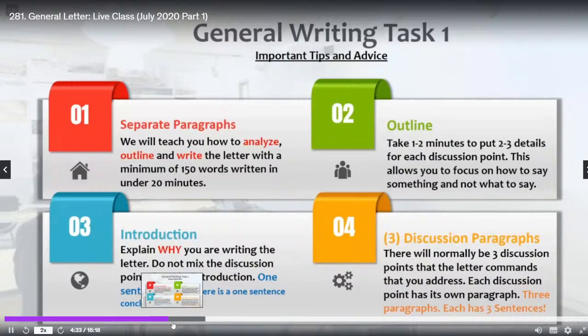One of the best things you can do with a general letter, when you're starting out, is to do an outline. Take 1 to 2 minutes and do an outline for each discussion point. You want to make sure that you note each discussion point.